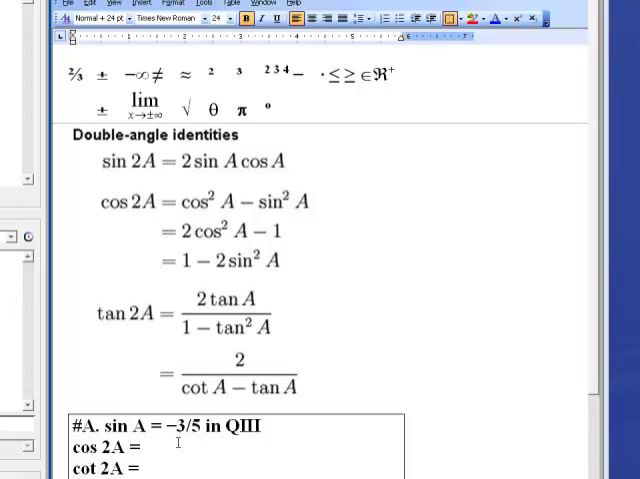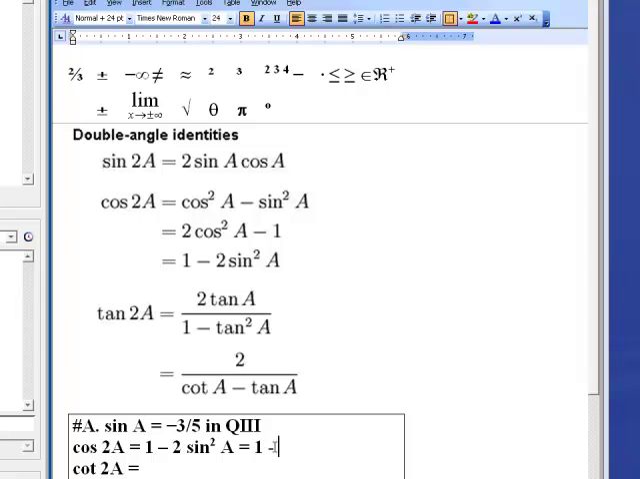So, cosine 2A, how do I get that from sine A? Well, it's relatively easy. I can use one of the double angle identities for cosine. The third one, in fact, because it gives me right away what the sine squared of A is. So I'm going to plug that in. It's going to be 1 minus 2 sine squared A. And I'll plug in the numbers in just a moment.